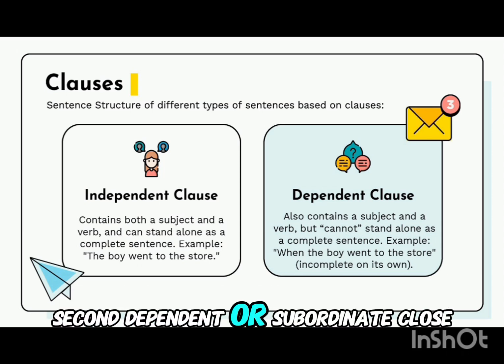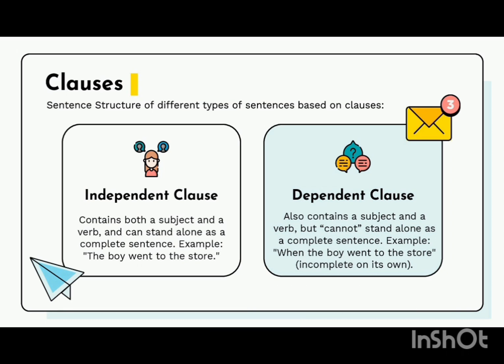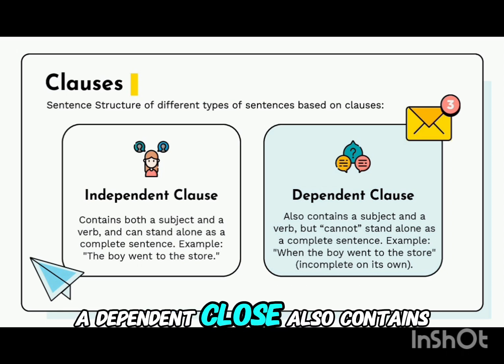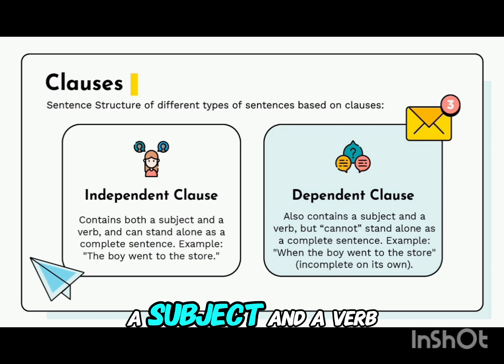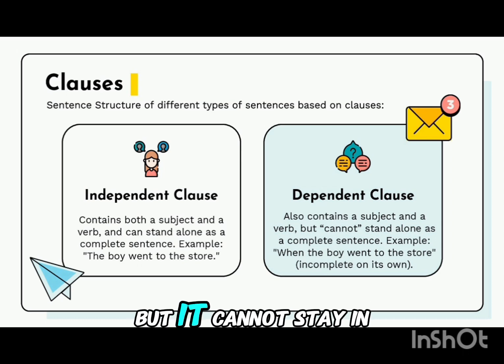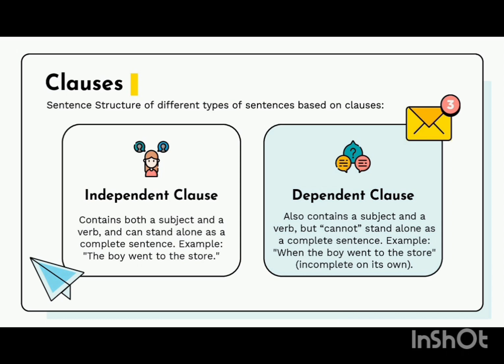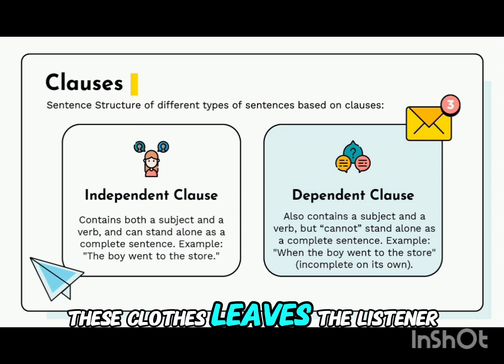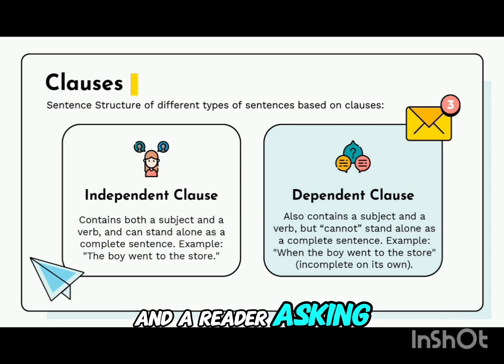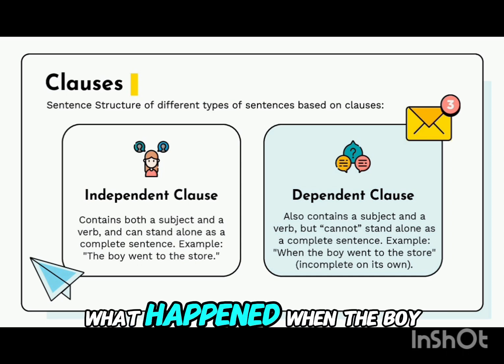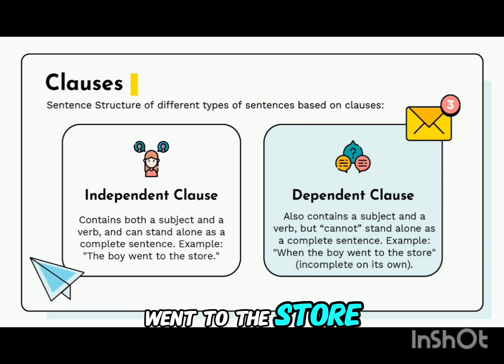Second, dependent or subordinate clause. A dependent clause also contains a subject and a verb, but it cannot stand alone as a complete sentence. It depends on the main clause to make sense. For example, when the boy went to the store. This clause leaves the listener and the reader asking, what happened when the boy went to the store? It does not form a complete thought.